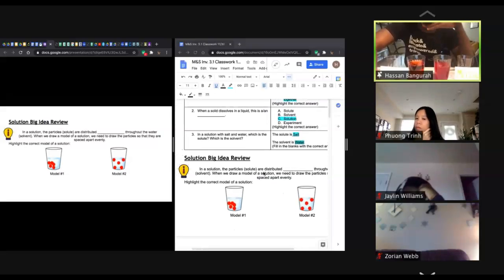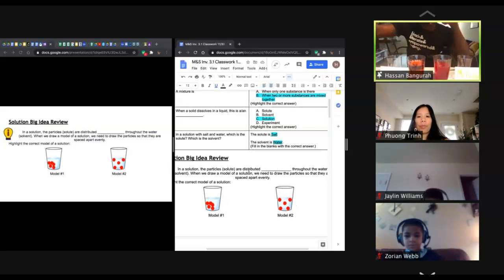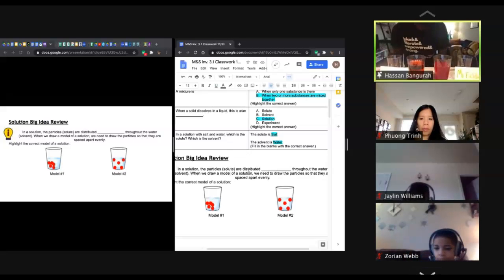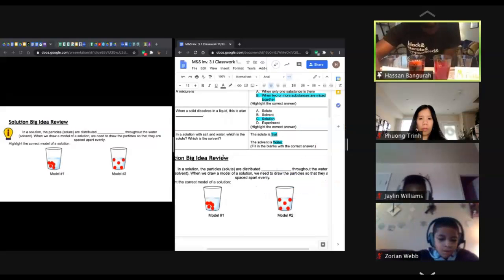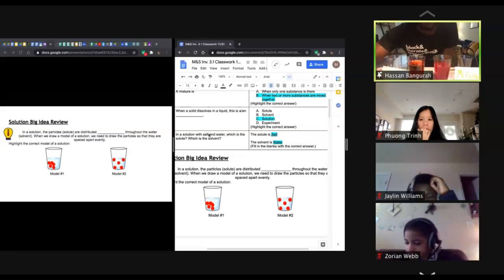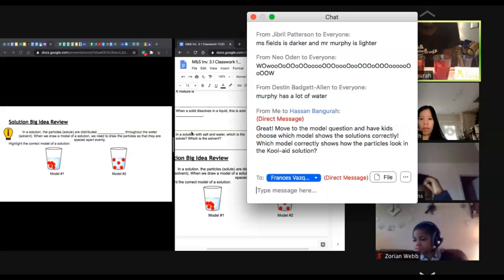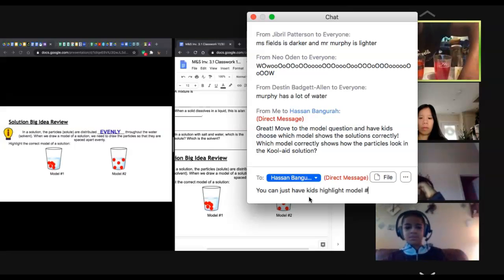So please make sure that you get a chance to capture this in your notes. Where it says solution, big idea review in your notes, it says in a solution, the particles, which is also known as the solute, are distributed. How are they distributed? Type it in the chat. Are they clumped up or are they distributed? What's that E word that we just talked about? Equally. Okay. That word is evenly. So go ahead and fill in this top blank, and you're going to write evenly.